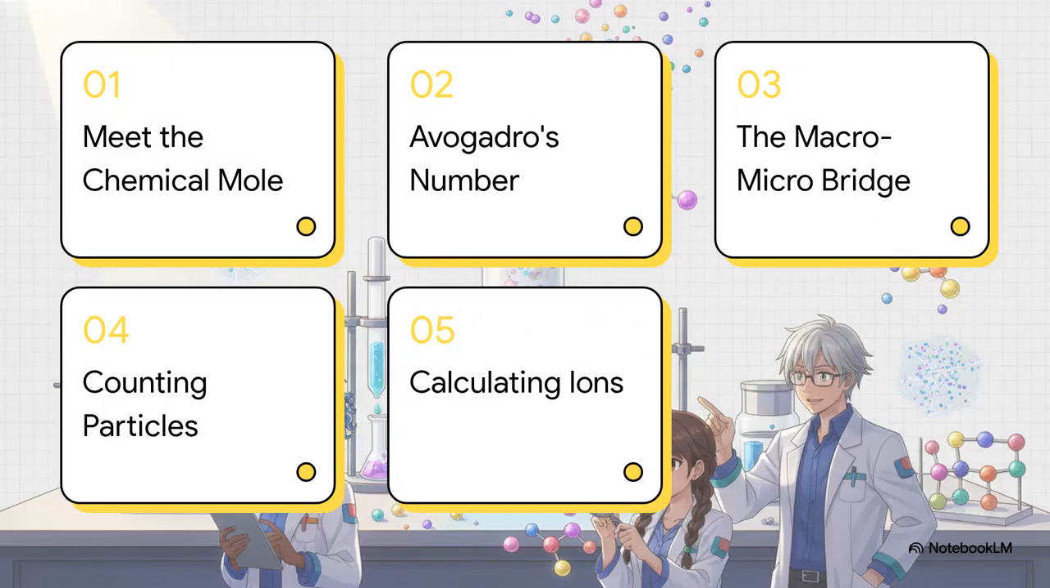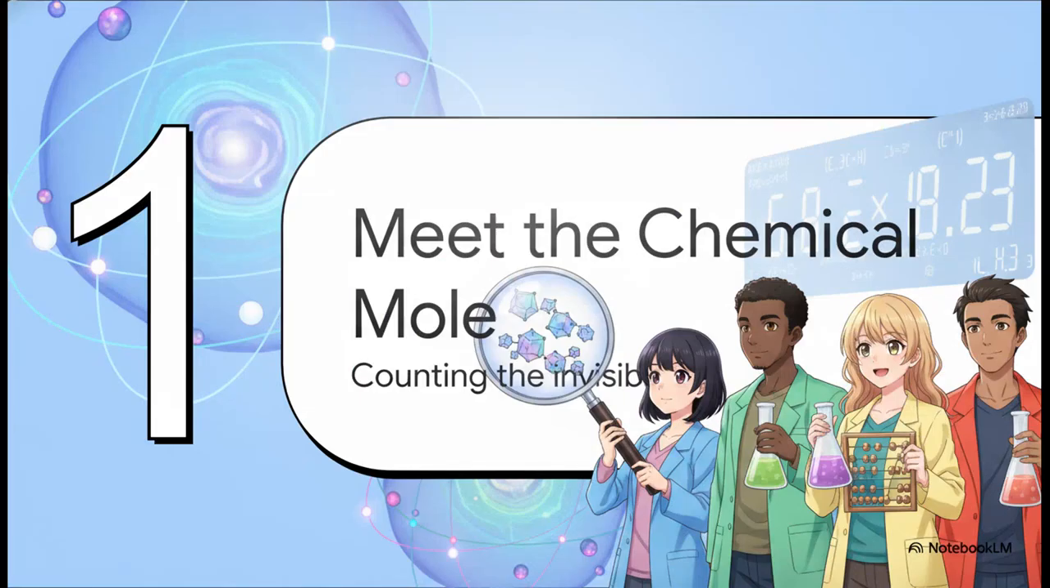Okay, so here's our roadmap for today. We've got meet the chemical mole, Avogadro's massive number, the macro-micro bridge, counting atoms and molecules, and finally, calculating ions in solutions. Let's get right into it. Section 1. Meet the chemical mole.